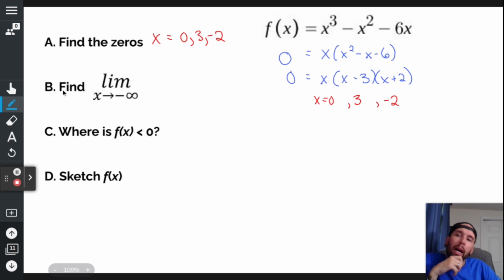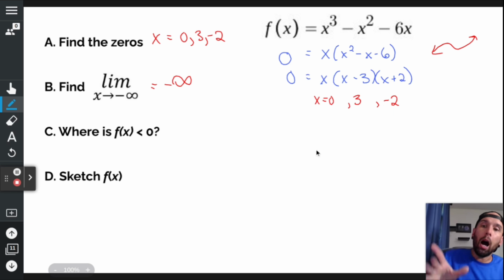Now, this is asking me to find the limit as x approaches -infinity. That is a cubic where the leading coefficient is positive, so it's going to look like this. When it's asking where my arrow is going as x moves to the left, my arrow is going downward, which means as x approaches -infinity, my graph is also going down, approaching -infinity.